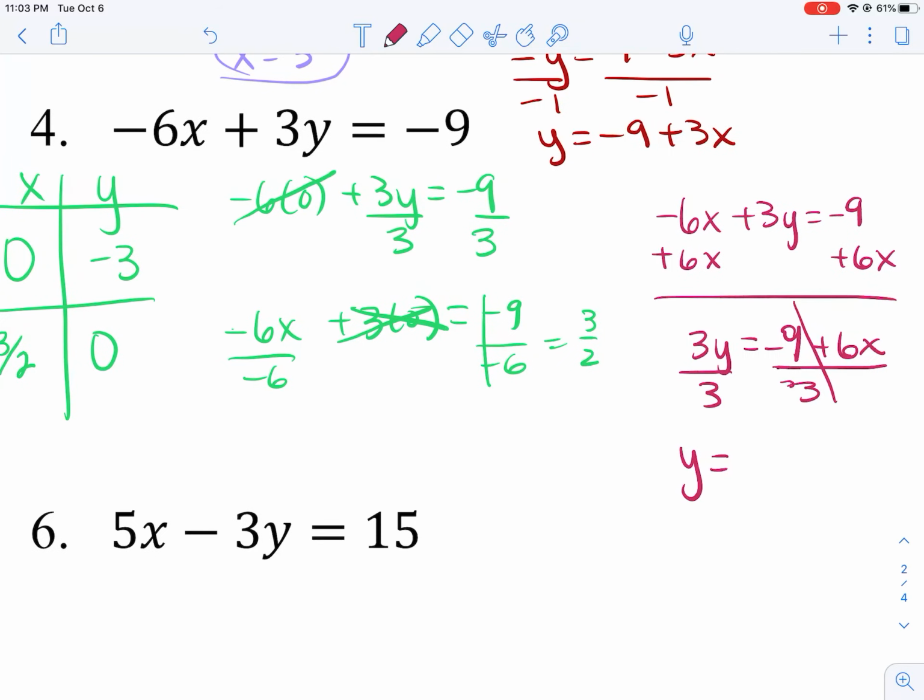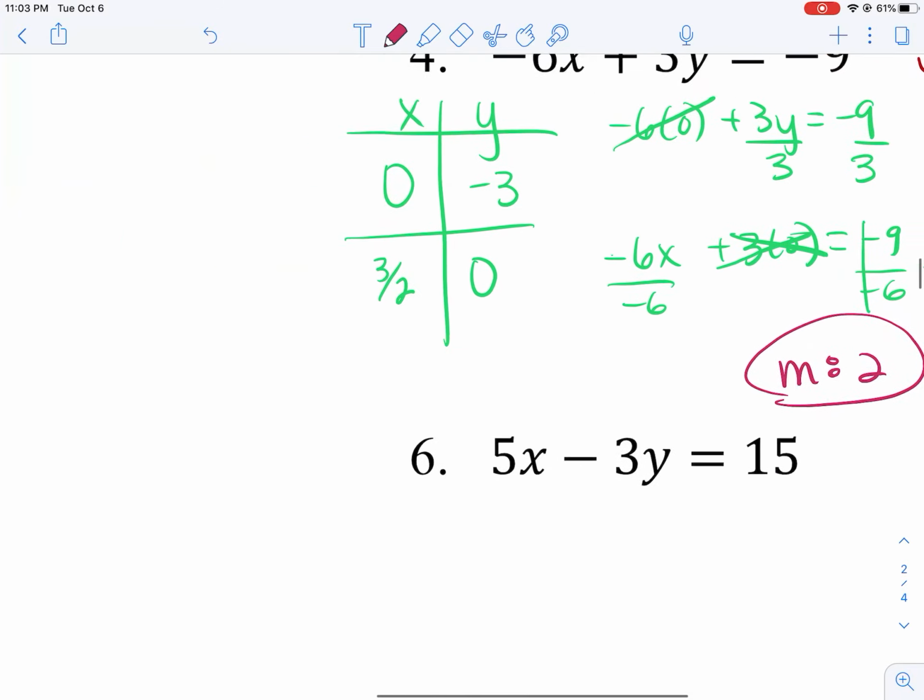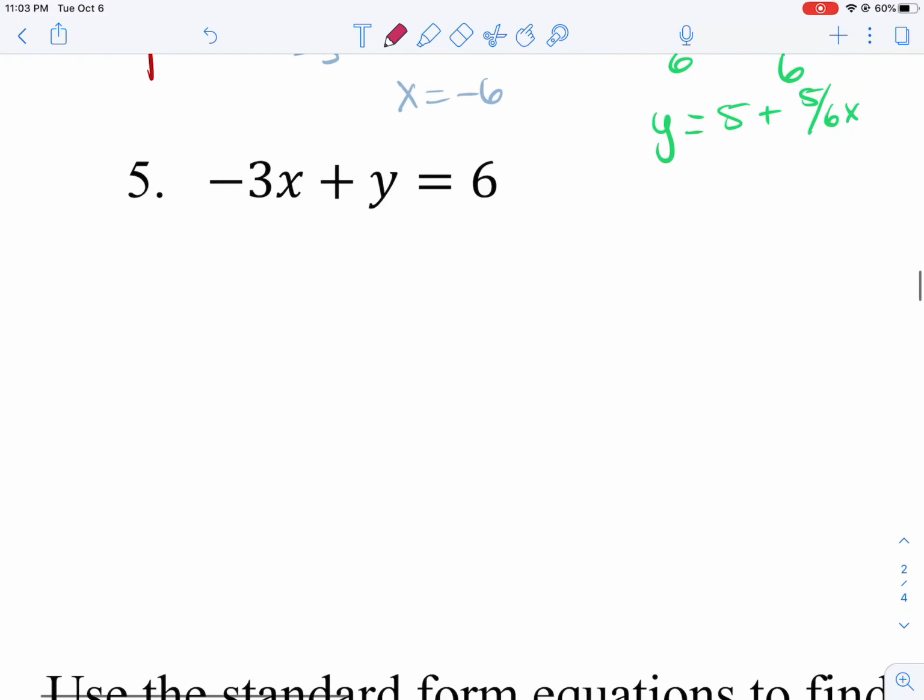So y equals, I'm going to divide this one first to get negative 3, and this one next to get 2x. So my m value is 2. So essentially just remember when you're dividing by that number that's with y, that every single thing has to be divided, not just one thing or two.